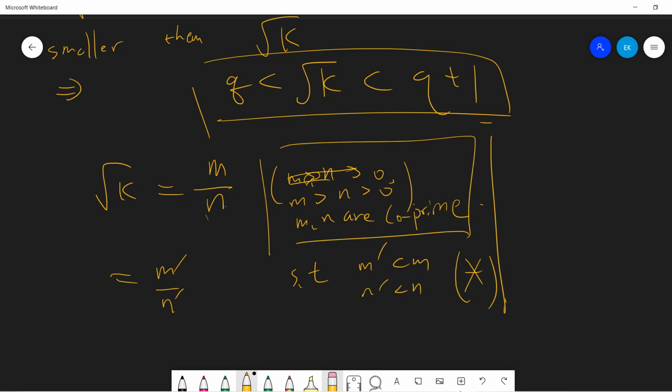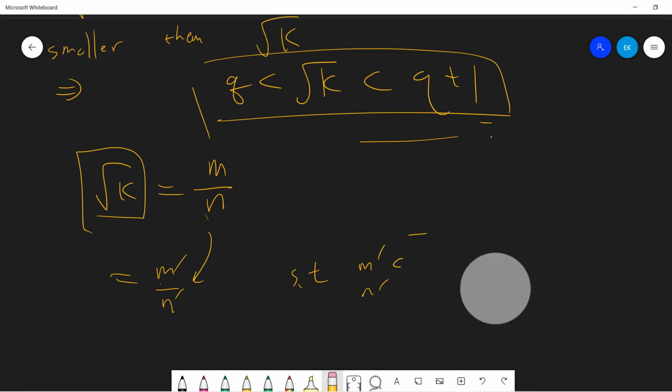Because m and n are both positive integers, they cannot be infinitely smaller. So this is the proof of infinite descent: we need to find some m prime and n prime such that the square root of k can also be expressed as m prime divided by n prime, but it satisfies that m prime is less than m and n prime is less than n, and these are both positive integers, so they cannot be infinitely smaller. This is the idea of the proof of infinite descent.